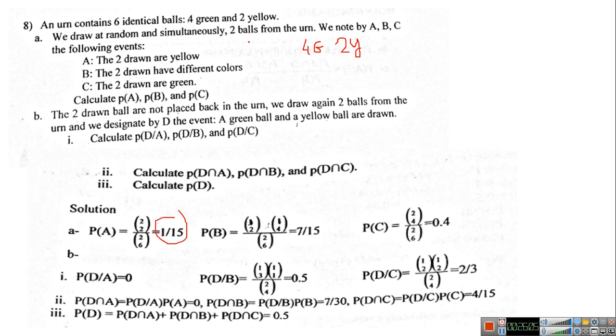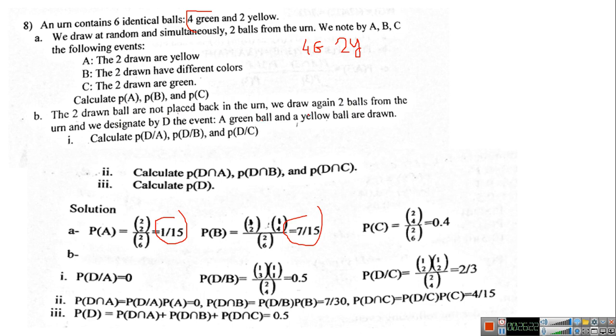The 2 drawn balls have different colors, one green and one yellow. Or the 2 drawn balls are green. Okay, 2 out of 4 over 2 out of C. They're going to give us another event. The 2 drawn balls are not placed back in the urn, so we're going to keep them with us.